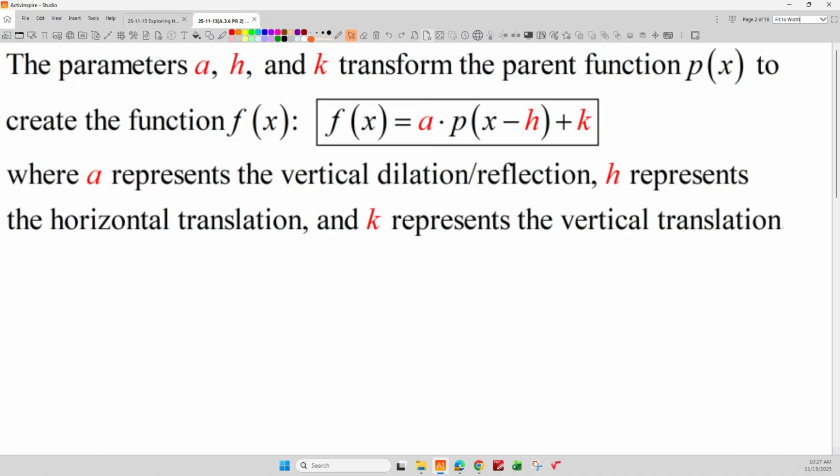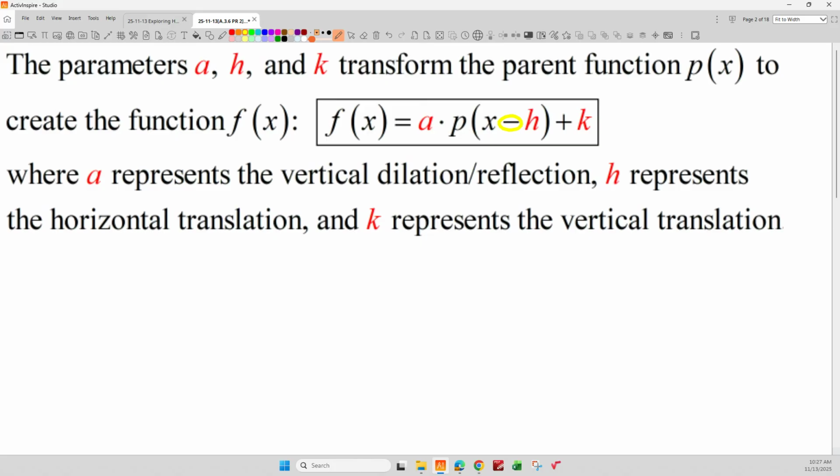Just to review real quick, it's been a couple days: we had 3 numbers that we could plug in and take a basic parent graph and turn it into any kind of version of that graph that we want. We can make it more complicated, right? One of them was H. What does H do? That's horizontal translation. Remember, that's the number that is being subtracted from X inside the function. What does K do? Vertical translation. That's the number that's being added outside of everything.